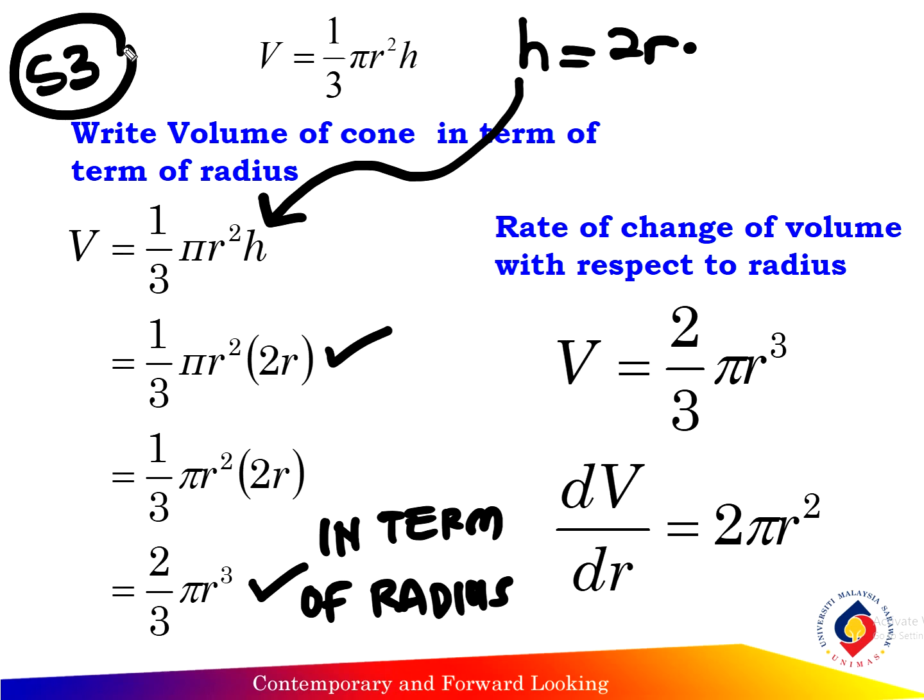Okay, that settles step 3. Write down the volume of the cone in terms of the radius. And here you find dV over dr. Volume here equals 2 over 3 pi r cube, and dV over dr here equals 2 pi times r square. Yeah, this is step 4.